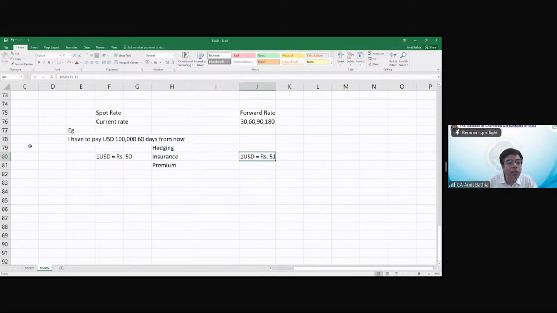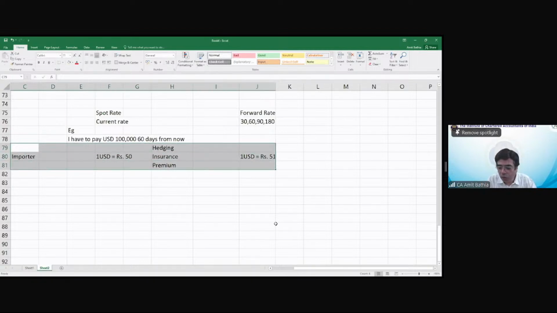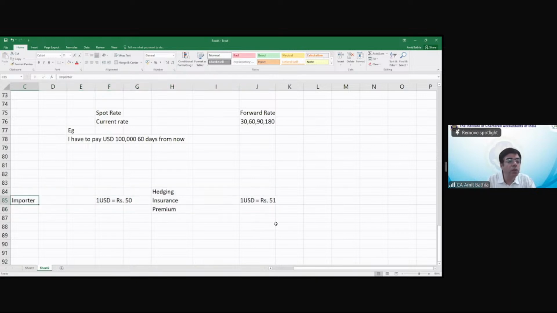Now remember, this particular position of insurance I was taking because here I am a net payer, right? So let's say I am an importer, and that is the reason I have this obligation. But what happens when I am an exporter? Would you recommend the same again to me?